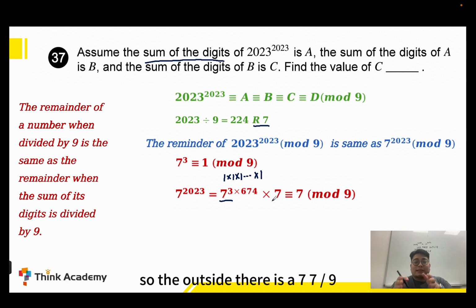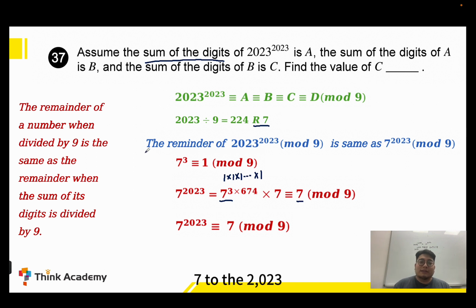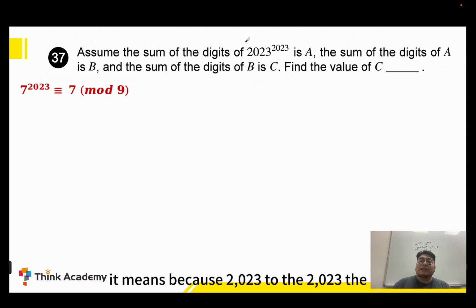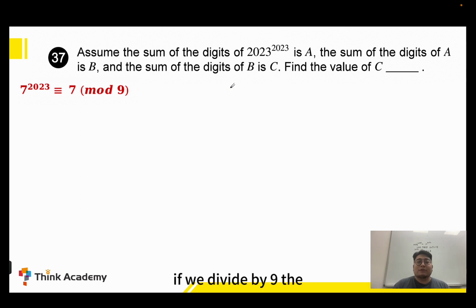So the outside there is a 7. 7 divided by 9, of course, the remainder is 7. So we can say the remainder of 7^2023 mod 9 is 7. Now we find out 7^2023 has remainder 7. It means that because 2023^2023 divided by 9 also has remainder 7, the sum of the digits of C should be 7.